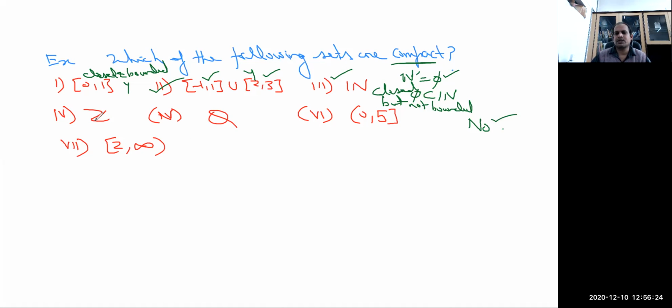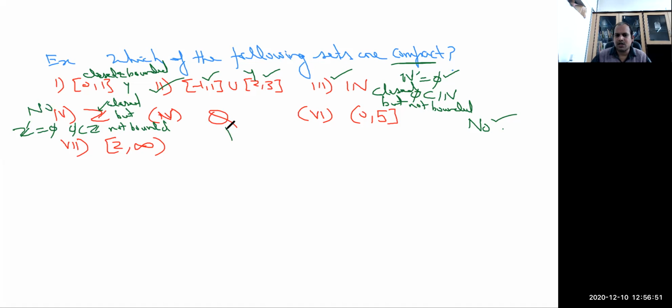What about the set of integers? Again, the same logic which we used in the case of the set of natural numbers. The derived set of Z is phi, empty. Z dash, the derived set, is empty, and the empty set is a subset of every set. So this set is closed but not bounded. Hence this set is not compact.